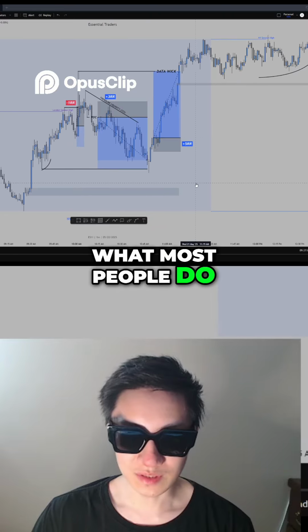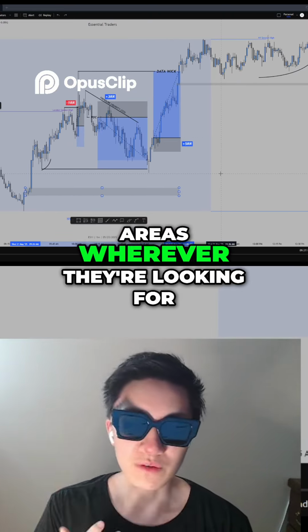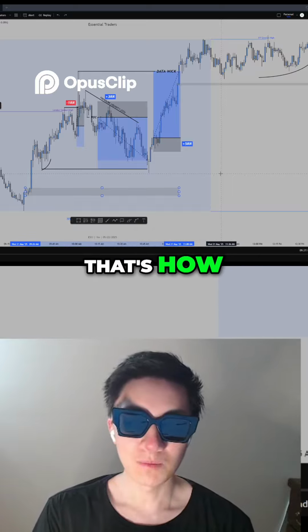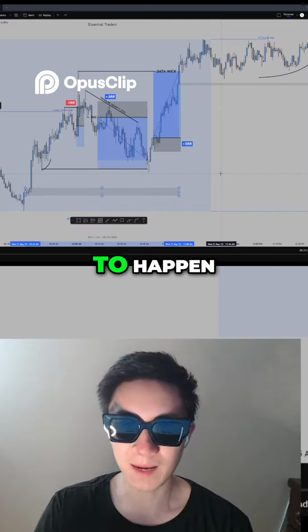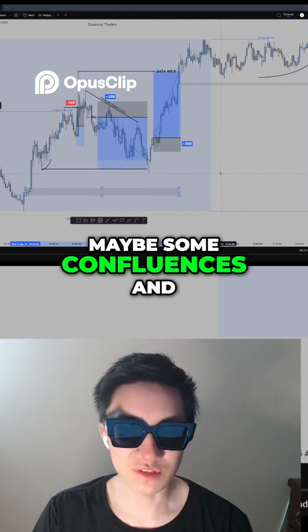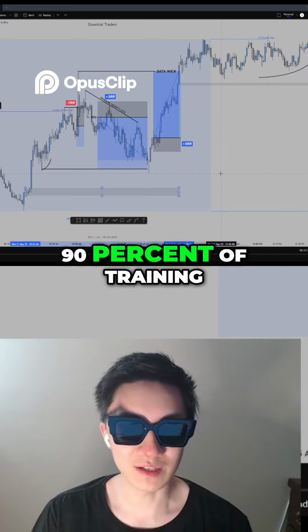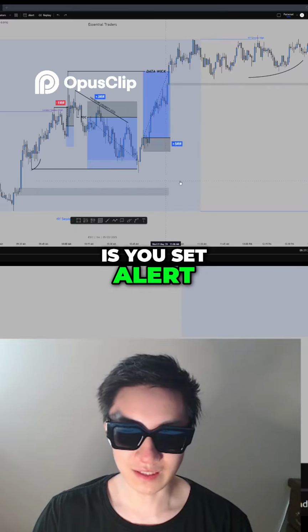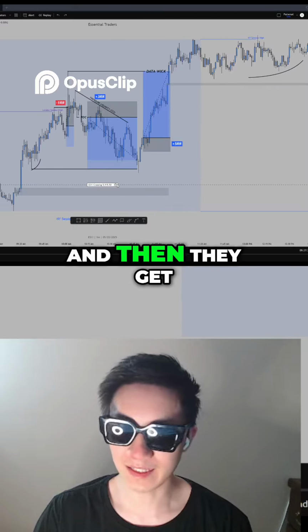Typically, what most people do is they add alerts at POIs or zones, areas where they're looking for a potential reaction and their entry model. That's how I would say the majority of trading strategies are. I'll look for this to happen, maybe some confluences, and I look for this entry confirmation. That is probably 90% of trading strategies. So you set an alert, and some people set an alert like this here, for example, and they wait for the alert to hit, and then they get on the chart.